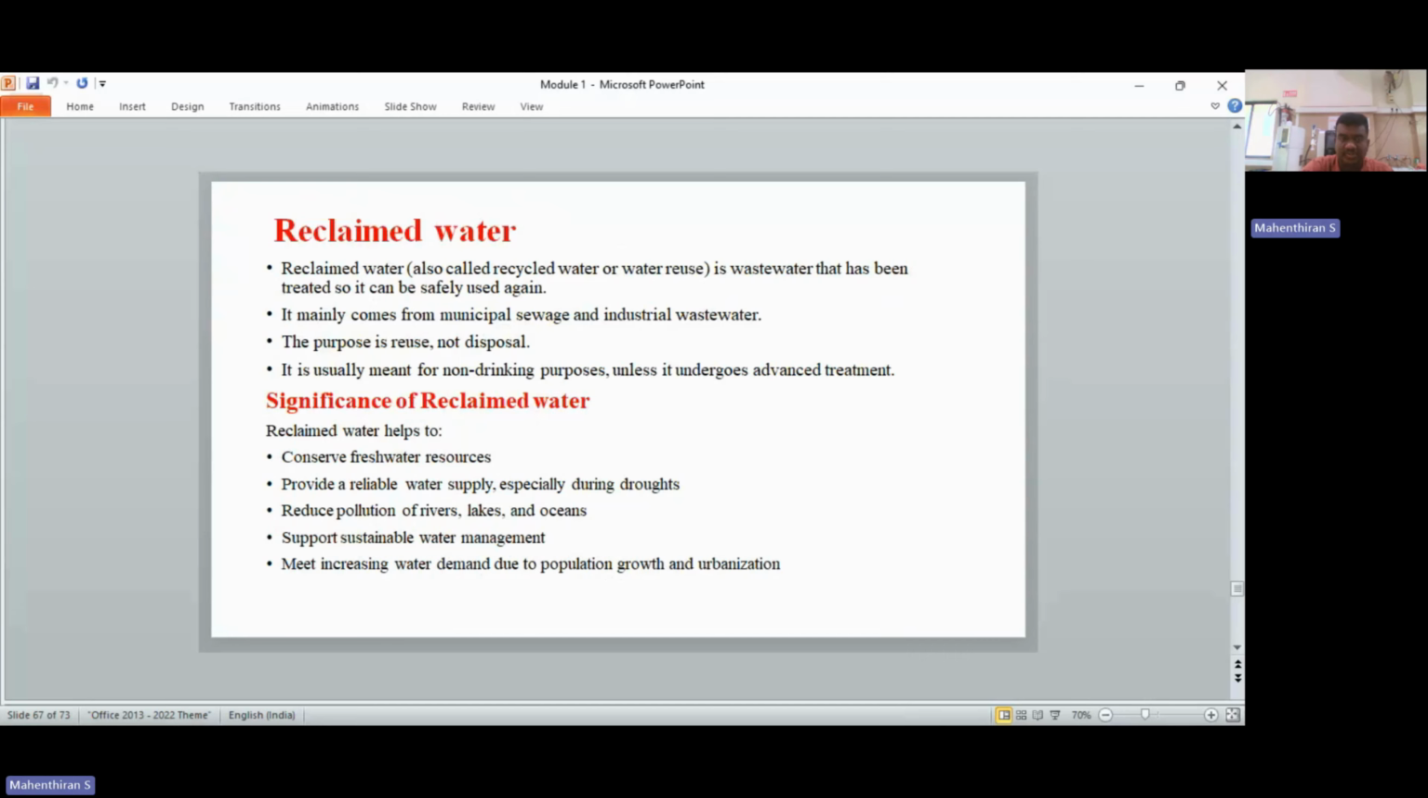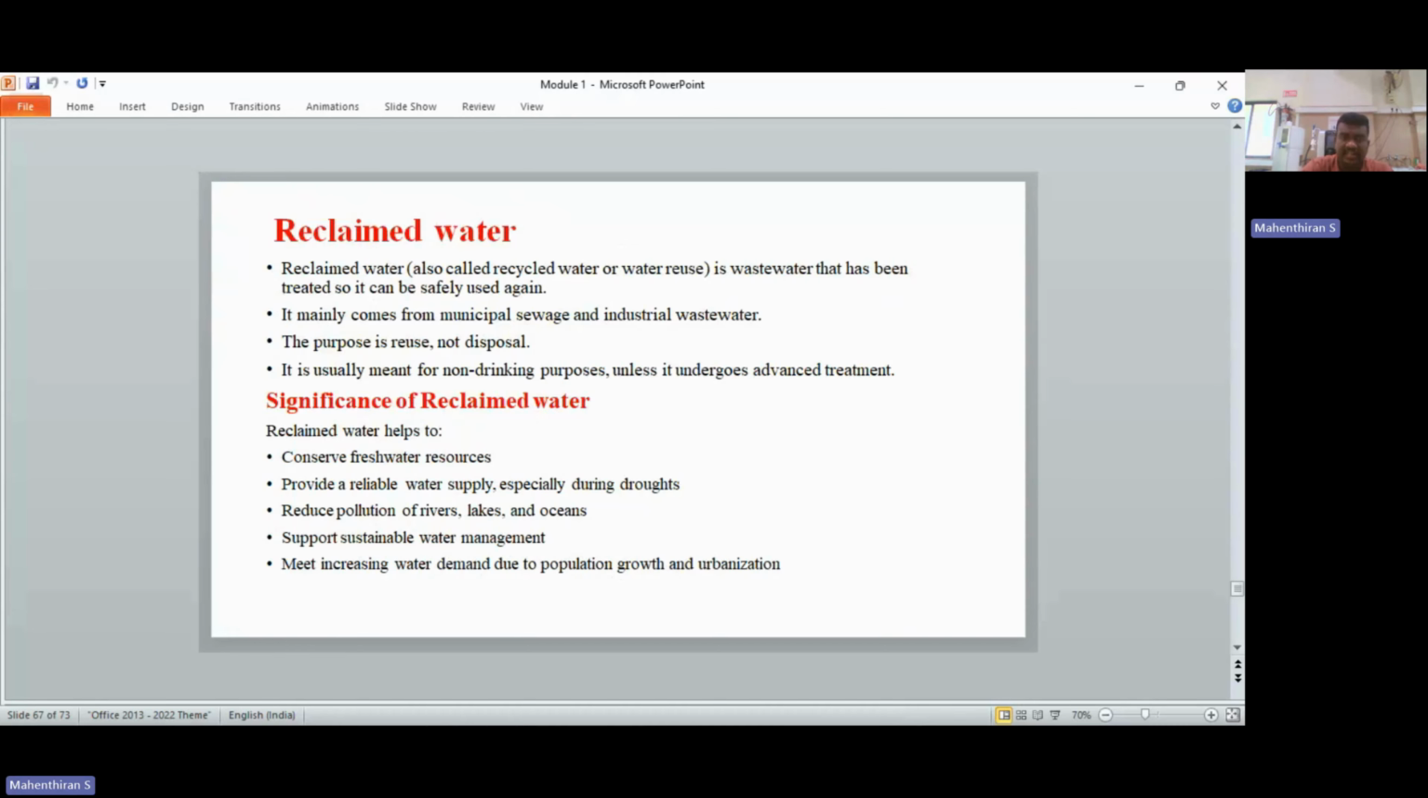efficient resource. Let's now look at why reclaimed water is so important through the significance of reclaimed water. First, it helps in conserving fresh water. Freshwater sources like rivers, lakes, and groundwater are limited. By reusing the treated wastewater, we reduce the pressure on the natural sources.